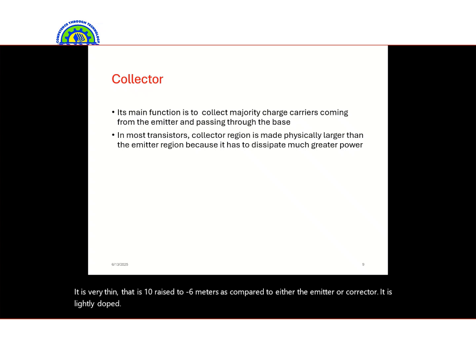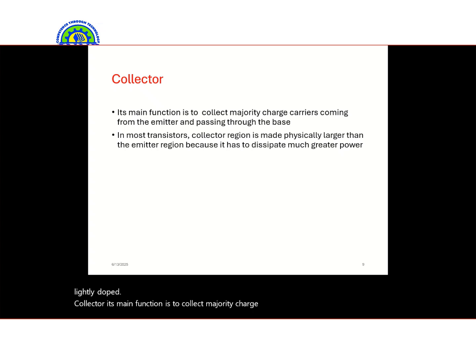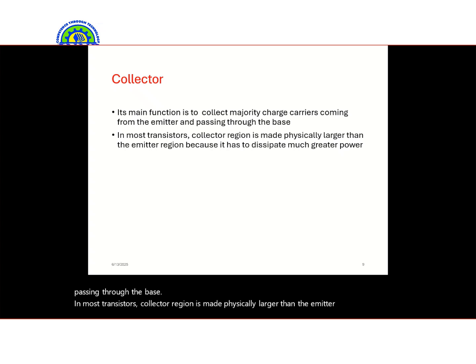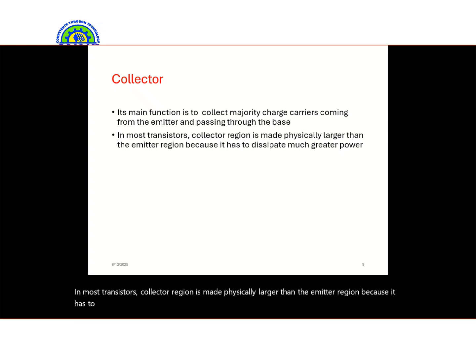Collector: its main function is to collect majority charge carriers coming from the emitter and passing through the base. In most transistors, the collector region is made physically larger than the emitter region because it has to dissipate much greater power.